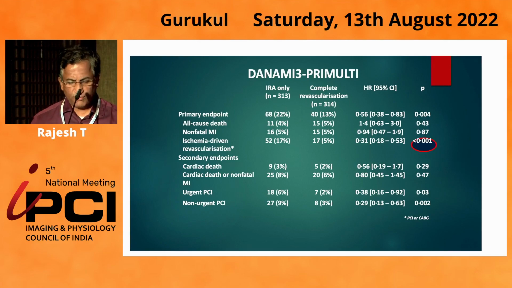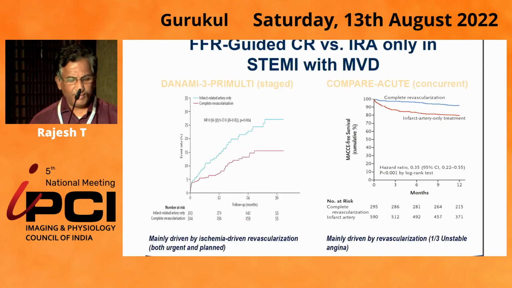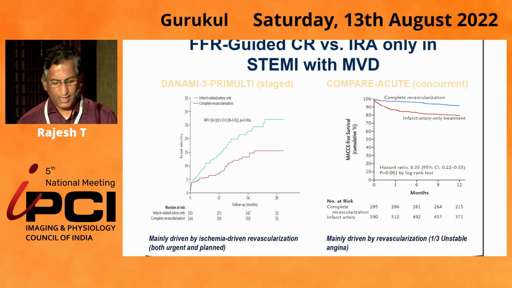So was there any difference in the mortality? No, there was no difference in mortality, but there's clearly a reduction in ischemia-driven revascularization in the complete revascularization done by FFR-guided. Again, both the DANAMI-3 PRIMULTI trial and the COMPARE-ACUTE trial showed a benefit of FFR-guided complete revascularization in the non-culprit vessel also compared to infarct-related artery PCI alone in both these trials, although they were done in a staged manner in the PRIMULTI trial and concurrently in the COMPARE-ACUTE trial.